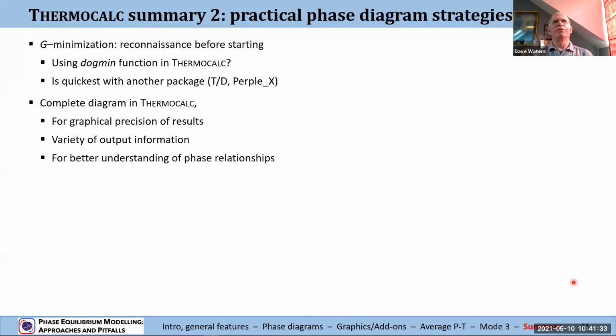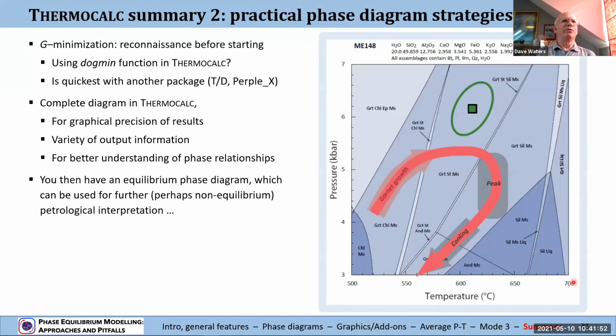Firstly, there's the graphical precision of the results. There's also a variety of output information. You can argue about whether you get more or better or different information from Thermocalc than you would from another package, but there's a decent variety now. And finally, you will probably get a better understanding of the phase relationships. And so that's where we are. If you've done that, you've then got an equilibrium phase diagram, and you can use that for further petrological interpretation. Okay, it's an equilibrium phase diagram, but it is then the basis for you to use perhaps non-equilibrium insights to add to your petrological interpretations.